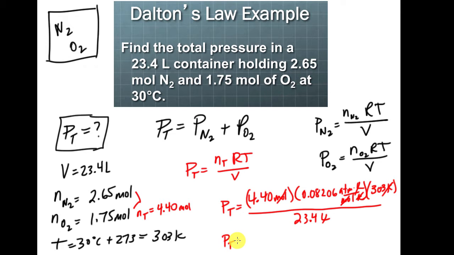This is what a lot of students ask me: what's the unit for pressure? Well, if you're using R, it's going to tell you. So my final pressure, once I do all that calculating, comes out to 4.67 atm. So the total pressure in that container is 4.67 atmospheres because of the combination of the two gases. Now, if you want to do these two separately and then add them together, you're going to get the same results if you want to try that.